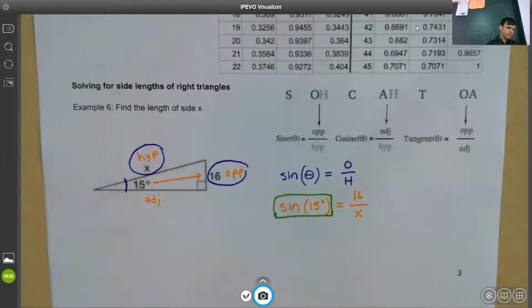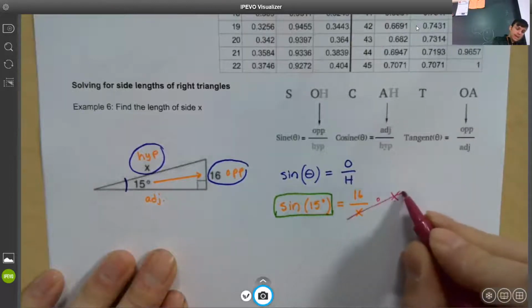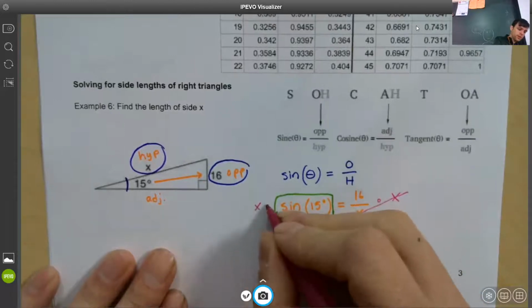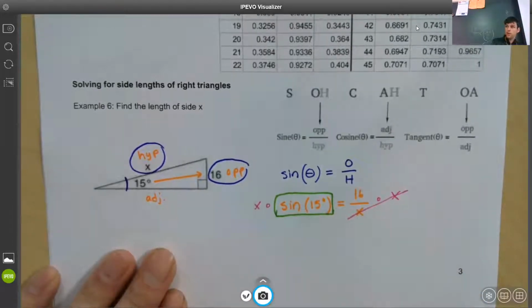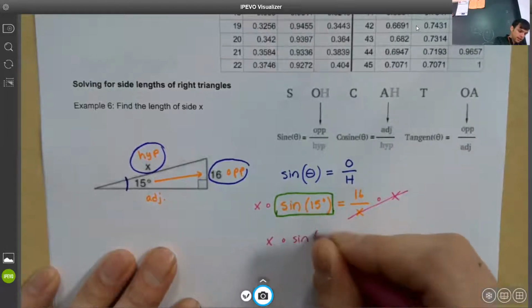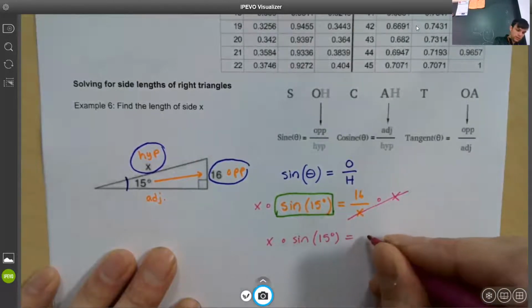How do I solve for x? Well, I've got to get that x out of the denominator. I have to remove it from the denominator. And the way that I'm going to do that is I'm going to multiply both sides by x. That will cancel it out on the right-hand side of my equation, and it will actually just move it over to the other side, because I have to multiply both sides by x. So here's what I have. I have x times the sine of 15 degrees is equal to 16.